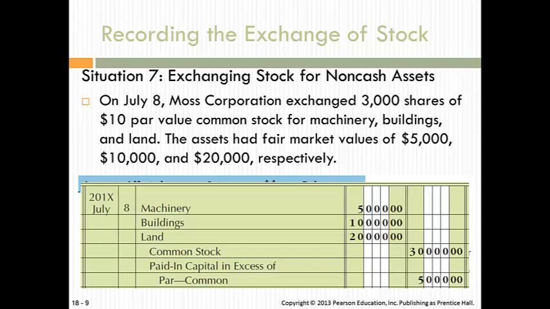We still credit common stock by the number of shares sold times the par value per share, which is 3,000 times 10 for a total of $30,000. The difference between the value of the assets received and the total par value of the stock sold is the amount credited to paid-in capital in excess of par.